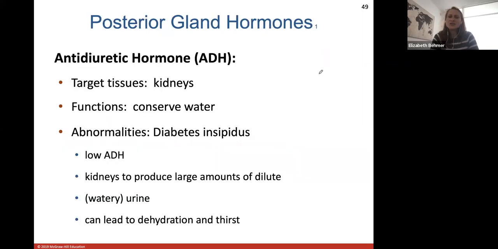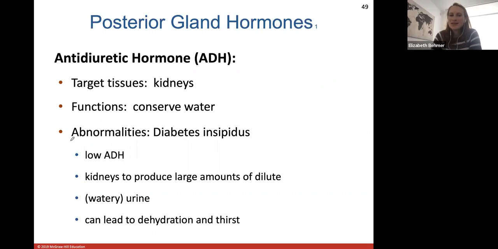So ADH, antidiuretic hormone, acts on your kidneys to retain or conserve water. You'll learn specifically how it does that, probably in future classes. But it's pretty much telling your kidneys to retain excess water.